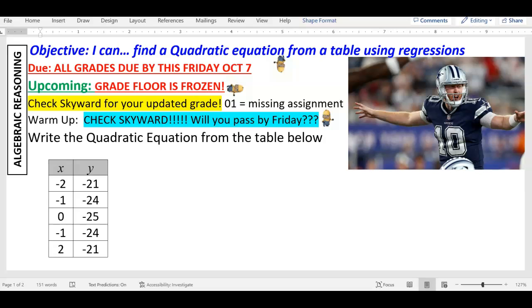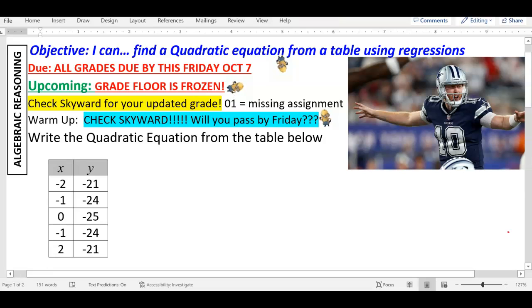All right, did y'all see it? Three dancing minions.